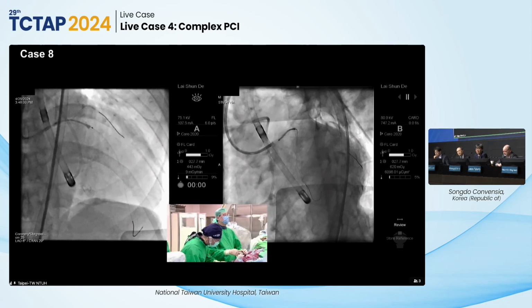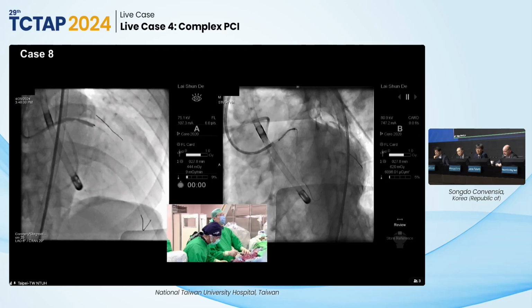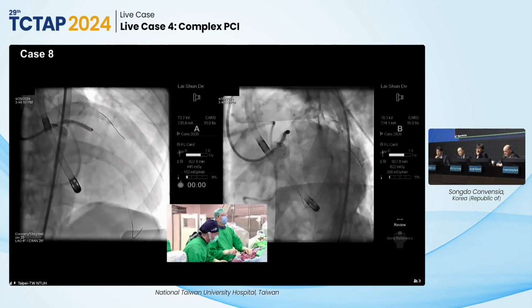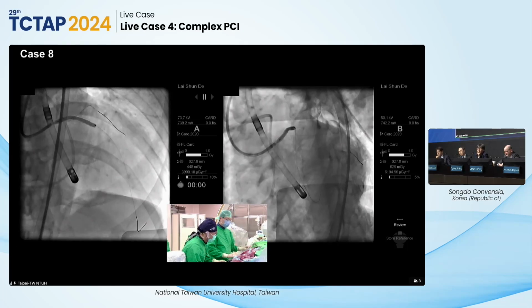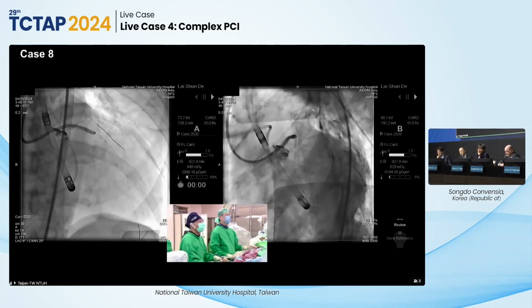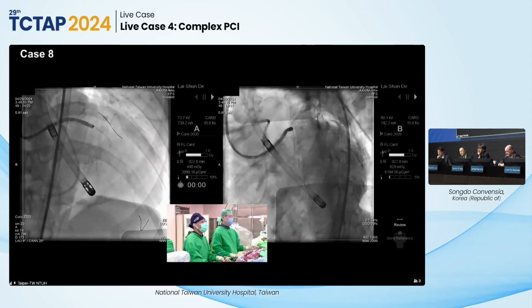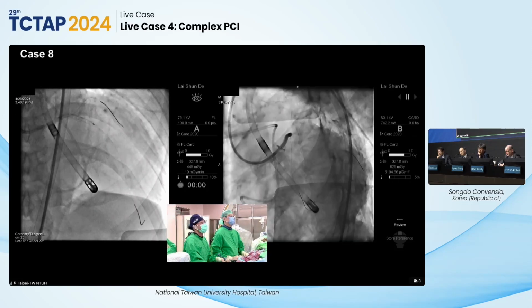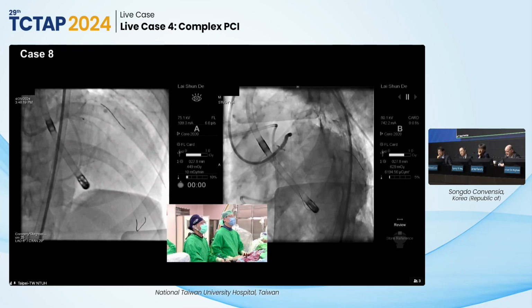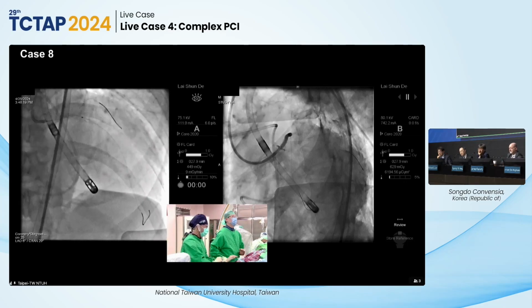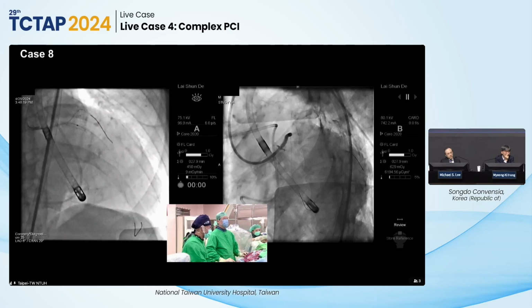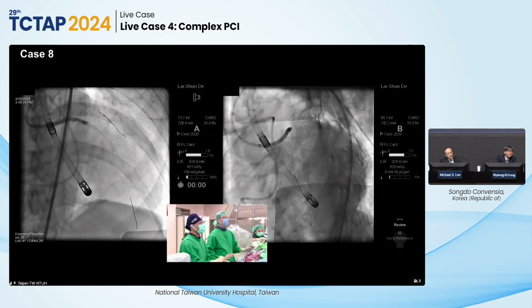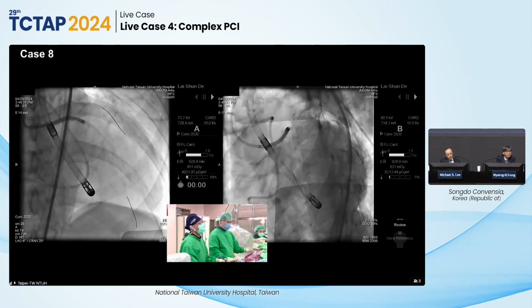2, 4, 6, 8. 10. 10. Down. Down. We're going to dilate further, proximally. Okay, 18. 18. Okay, down. Still a bit constrained there.